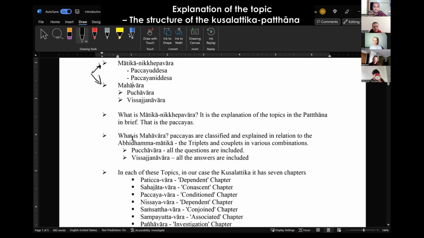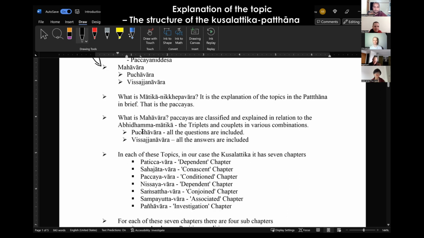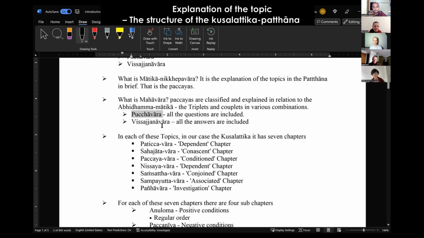And the Mahāvāra has two subtopics, the Pucchavāra and the Vissajjanā. In the Mahāvāra, the paccayas which are explained in the Mātika-Nikkhepavāra are classified based on the Abhidhamma Mātika. The Abhidhamma Mātika is the Tikka Mātika and Dukkha Mātika, triplets and couplets, using various combinations. There are in all 24 combinations, and using those 24 combinations it's explained here in the Mahāvāra. The Pucchavāra means the questions. All the questions in the Patthāna are included in this section. And in the Vissajjanā, all the answers are included.